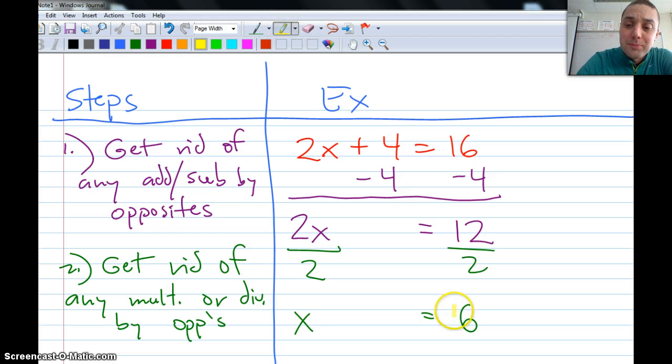What does this mean? Well, our answer is 6. We're saying x is 6. Look back up here at the red equation. This says 2 times what plus 4 is 16? Well, 2 times 6 plus 4 is 16. 2 times 6 is 12. 12 plus 4 is 16. You saw that 12 pop up there as well.